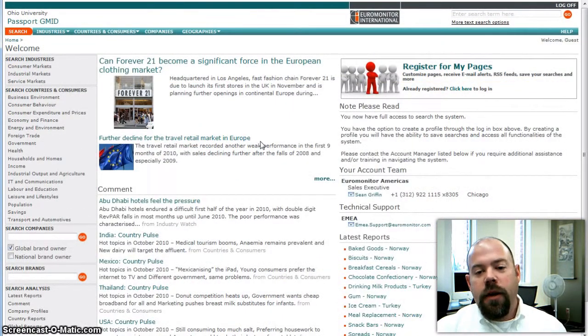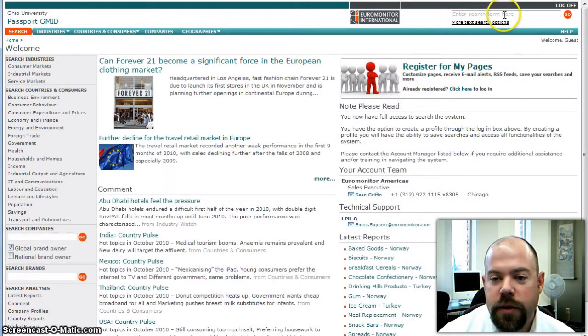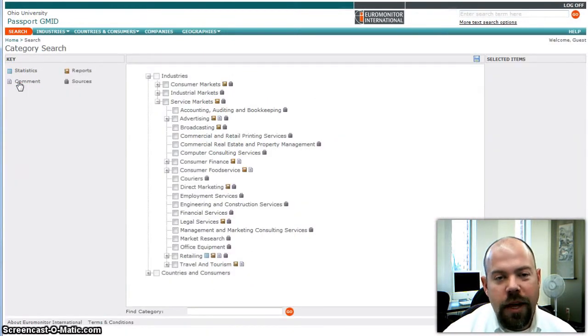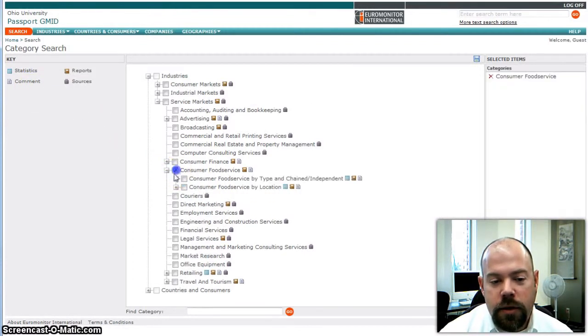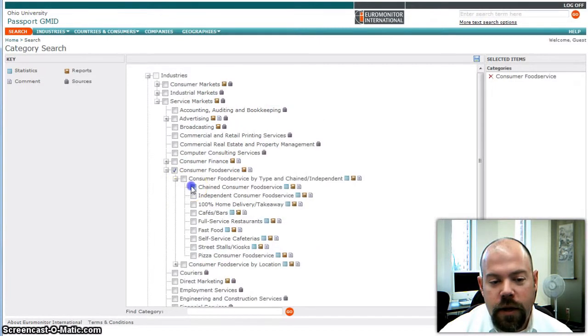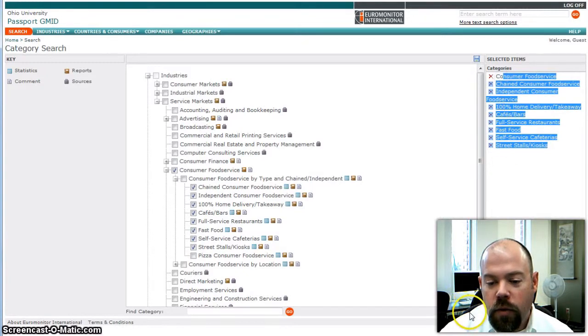The next one's Passport GMID, and it can be a little more intimidating to use, but once you get used to it, you find some really great information here. It's got a search box up here. I'm actually, just like Mintel, going to ignore that search box for the time being. Rather, if you think of food service as a service market, we're going to go to service markets on the left side here. On the next page, we're presented with a dialog box where we can go in and select what categories we want. I'm just looking for things that look like they might be interesting to us for a particular product or market. As we do that, we're going to add the categories over here on the right-hand side. We'll click Next.